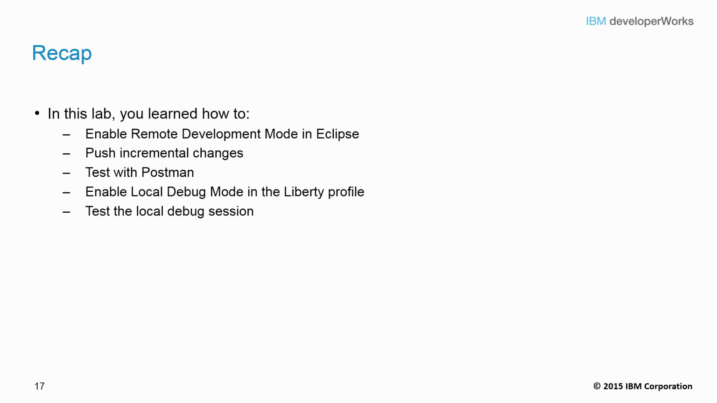To recap, these are the things you should have learned in this lab. You should be able to enable the remote development mode in Eclipse. This is for the remote Bluemix server. You should be able to push incremental changes to your remote Bluemix server, and test with Postman the remote Bluemix server as well. You should also be able to enable local debug mode in the Liberty profile and test a local debug session. That's the end of this lab. I hope you've enjoyed it.